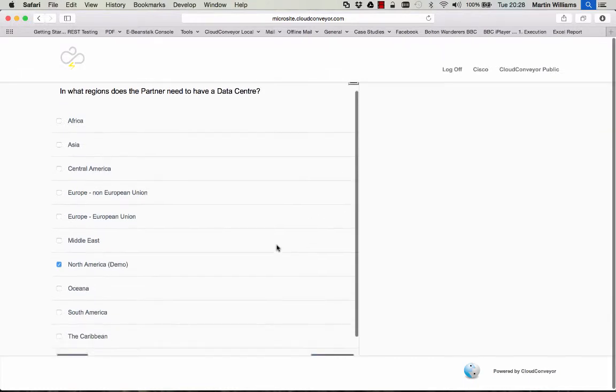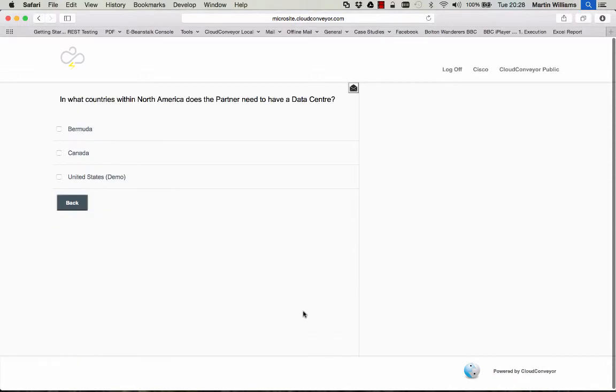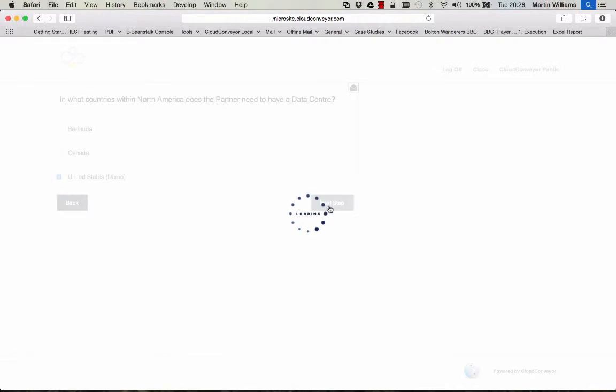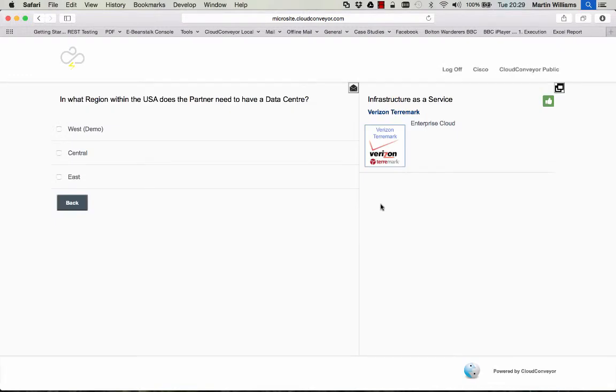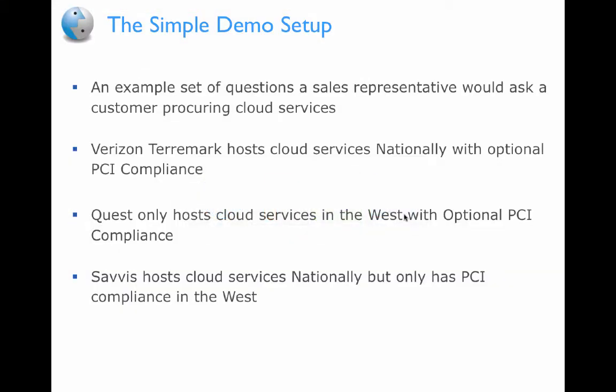Where do we want the location? So we've said North America, and I'm now going to select that this is going to have to be in the United States. And so straight away, by selecting the United States, it has suggested Verizon Terremark without even asking any questions about PCI compliance or where in the United States. And if we look at our criteria, we've said Verizon Terremark hosts services nationally with PCI compliance. So whether you need it or not, it's got that as an option. The fact that you want it in the US, it's always going to be valid.